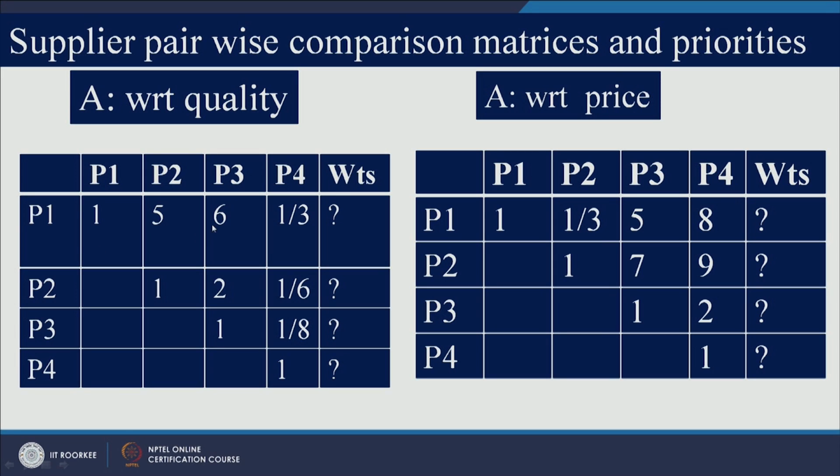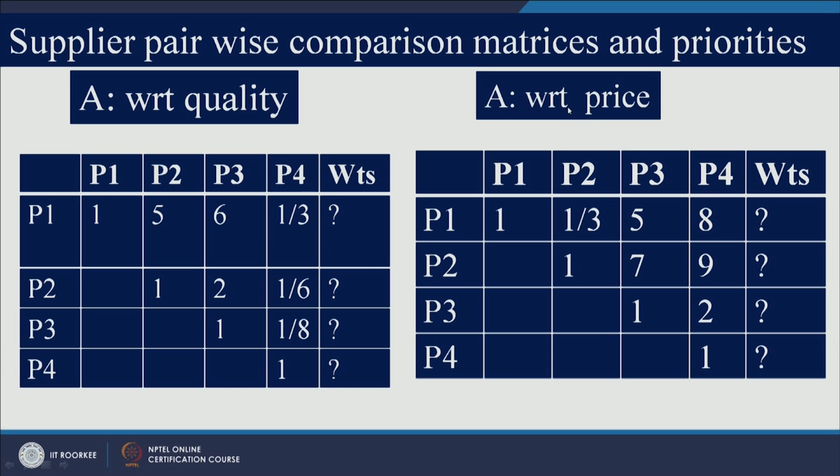If you look at this cell, P4 is 1 by 3 times important than P1, it means P1 is 3 times important than P4, and so on. Similarly, you just go for the totaling of all these columns, divide each cell value by the total of each of those columns, and then take the average, right.